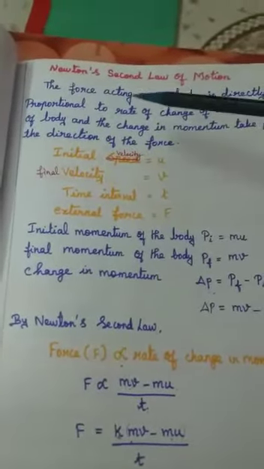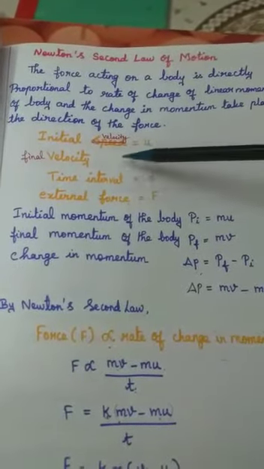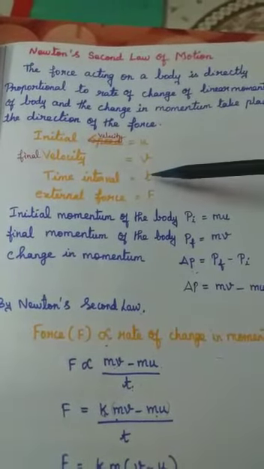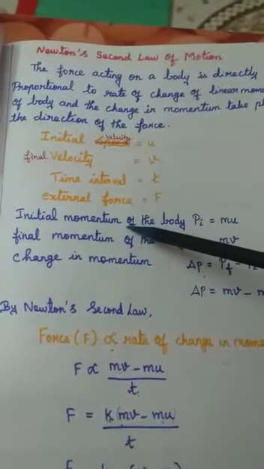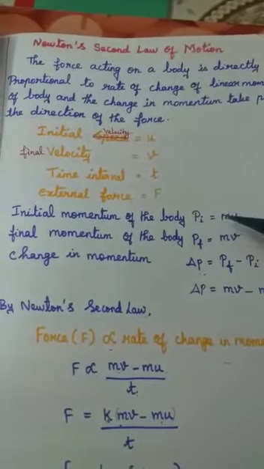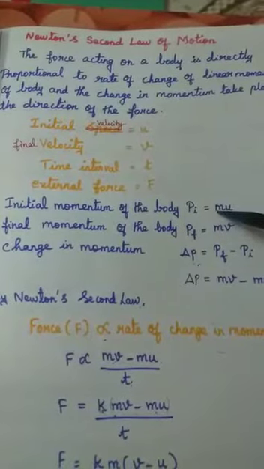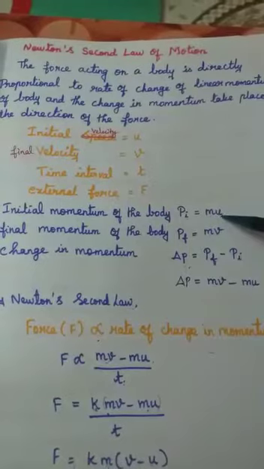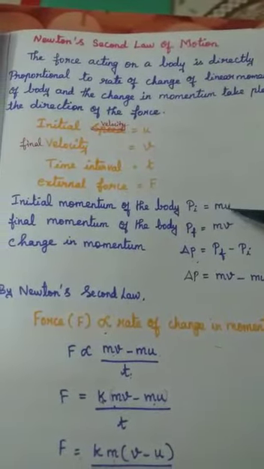If a body has initial velocity u and final velocity v over the time interval t, and the external force acting on the body is F, the initial momentum of the body is Pi, equal to mass into initial velocity. Mass m and initial velocity u. So, Pi is equal to m into u.